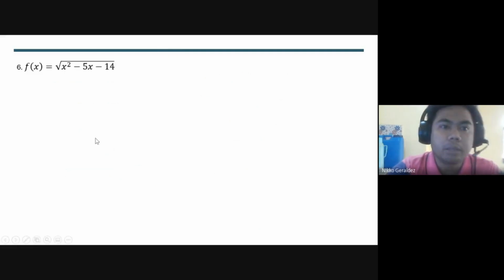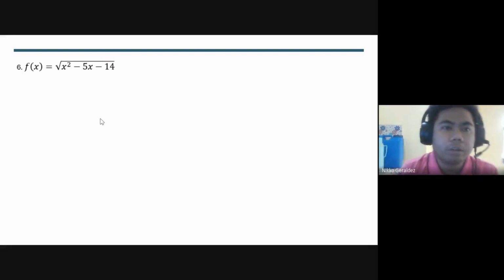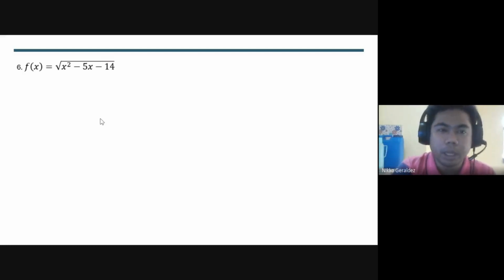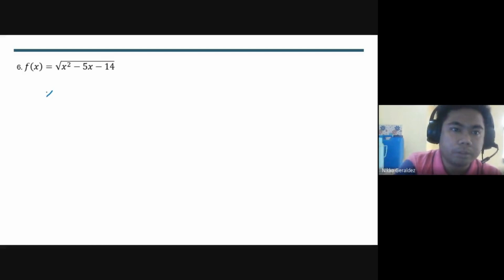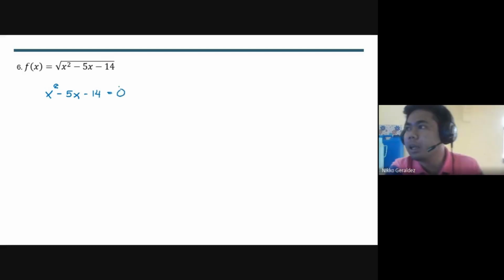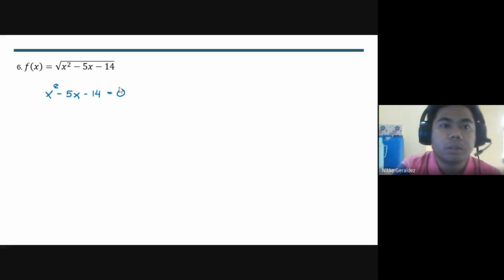Next, example number 6. Find the domain of the function square root of x squared minus 5x minus 14. For this example, first we get the zeros of the equation x squared minus 5x minus 14. So, we set it to 0 first. We will not use the greater than or equal to 0 yet. So, solve for x.